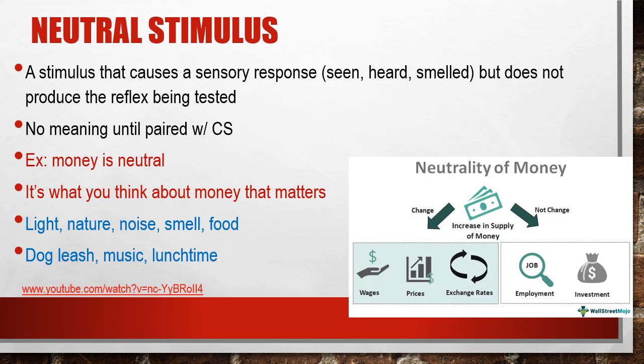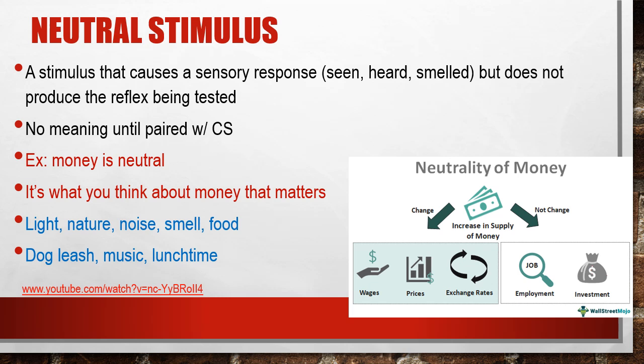Now, a neutral stimulus is a stimulus that doesn't cause the response. It's something we saw, something we heard, something we smelled, but it doesn't necessarily produce the reflex being tested. In other words, there's no meaning until we pair it with something. So many things in our world are neutral, but we've had an experience with them and now we've made them mean something.